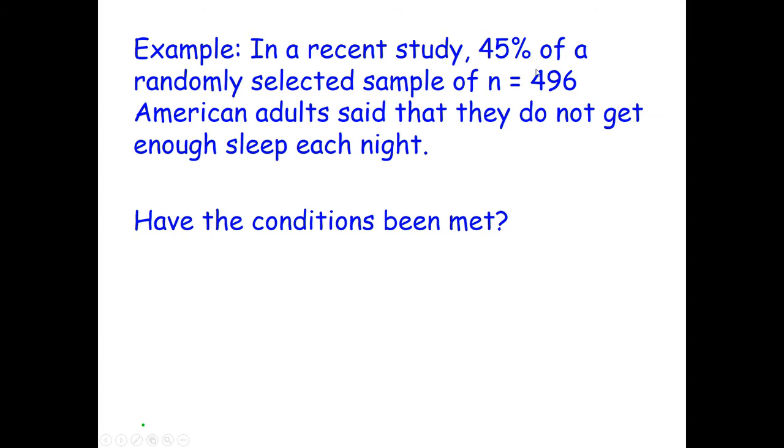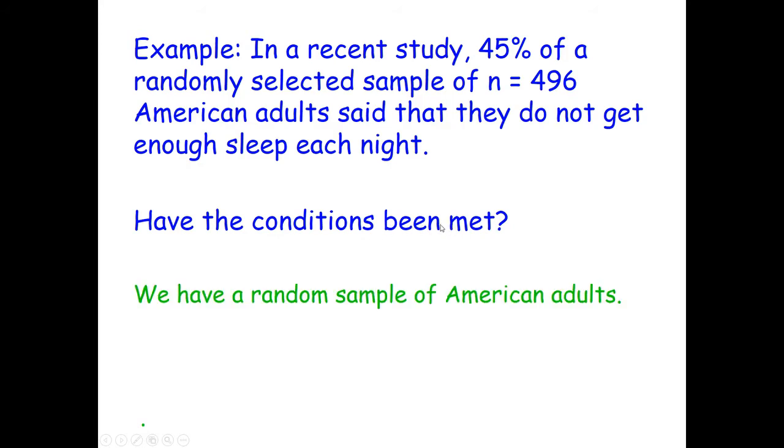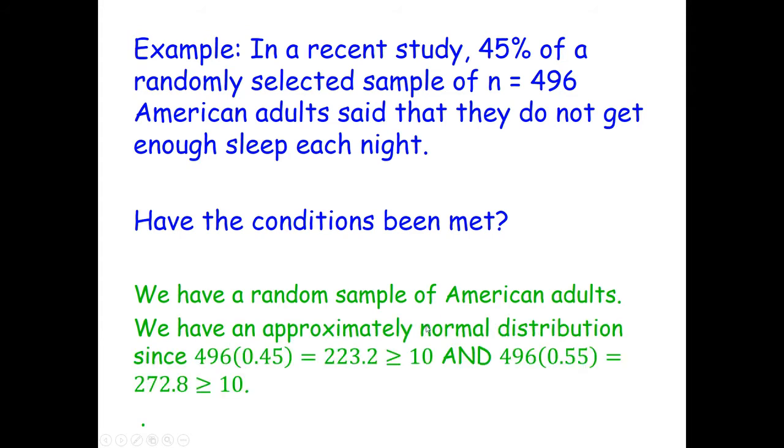In a recent study, 45% of a randomly selected sample of 496 American adults said they do not get enough sleep each night. Can relate. Have the conditions been met for us to do a confidence interval? Let's see. Well, first of all, we do have a random sample. It says it right here. It's a random sample. So we've checked off the independence condition.